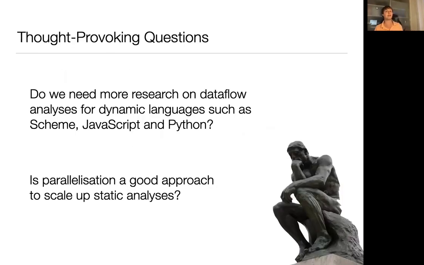So here are two final thoughts to kickstart our discussion. First, since most of the existing work focuses on data flow analysis for static first-order languages, do you think that research should focus more on analysis for dynamic higher-order languages such as Scheme and JavaScript? And second, from a more critical viewpoint, can parallelization actually help to scale up static analysis? I mean, if you have an intractable analysis and you speed it up by a factor of 8 through parallelization, does that really give you a tractable analysis?